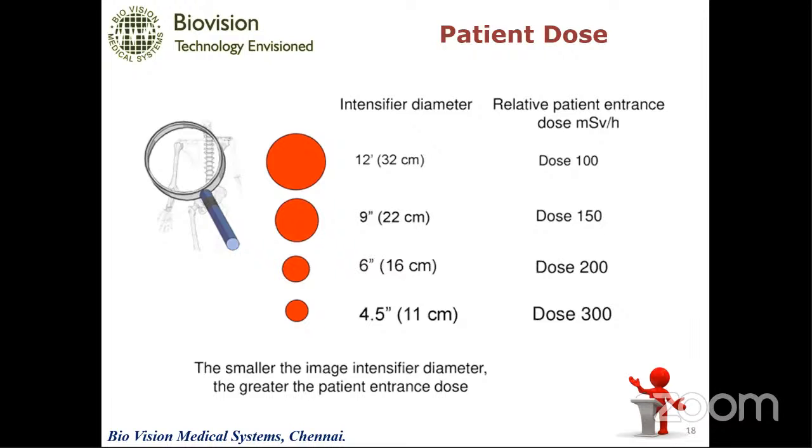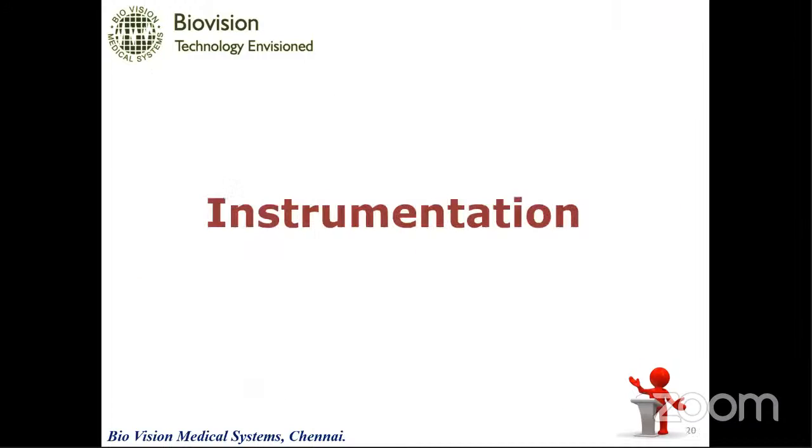So I said that the C-arm image intensifier is of various diameters. Based on the diameters, the patient dosage is also controlled. The higher the diameter, the greater the field of view, and you will be able to obtain high resolution from that. The greater the intensifier diameter, the lesser the patient dose, and that is being shown in this presentation.